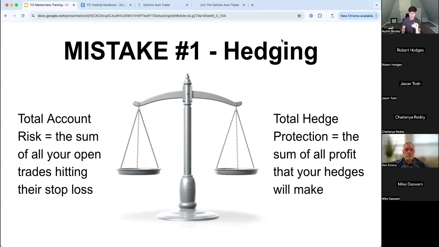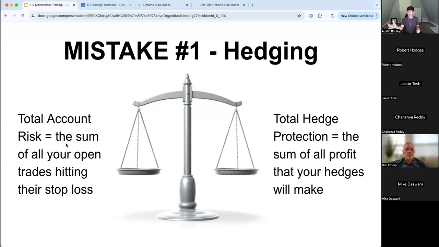At the bare minimum, you want your hedging to balance out, okay? You want your account risk to balance with your hedge protection. What in the world does this mean? You want your total account risk, the sum of all your open trades hitting their stop loss, that risk to match how much profit you can make from your hedges. So let's give an example. Let's say you have five trades on, and each trade will close out with a loss of $3,000 if it hits your stop loss. So 5 trades at $3,000 loss per piece, we're talking a $15,000 loss, okay? That is our account risk.